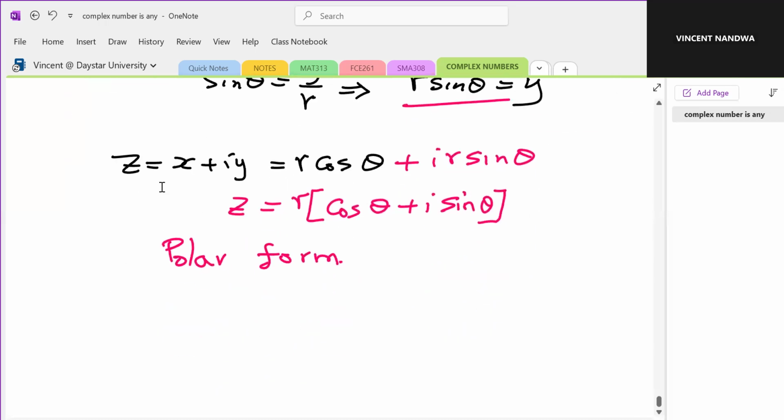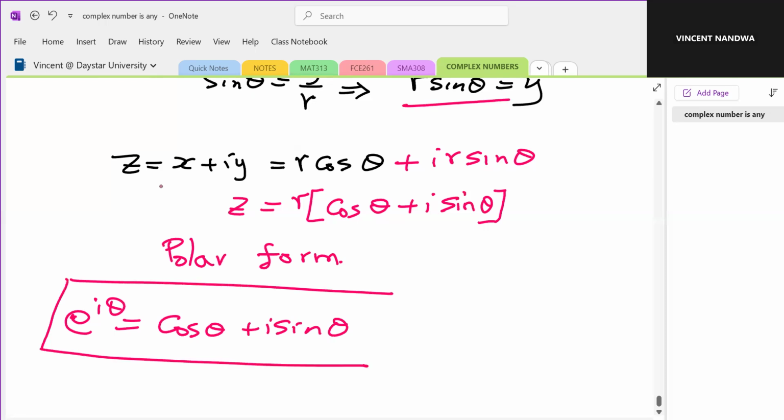And then later on, we'll derive that e raised power i theta is the same as cosine of theta plus i sine of theta. This identity is called Euler's identity. So we'll later on see how that identity is obtained. So e raised power i theta is always the same as cos theta plus i sine theta.